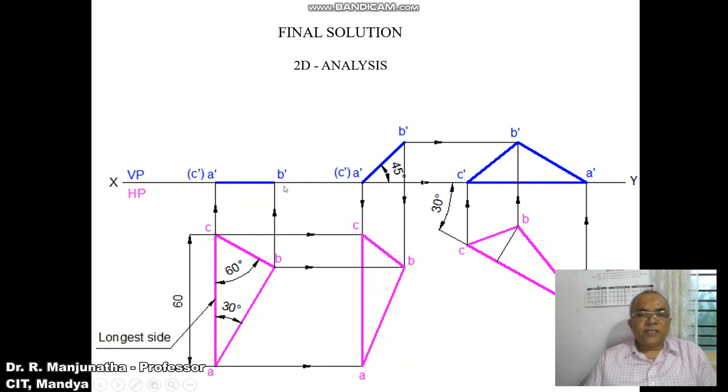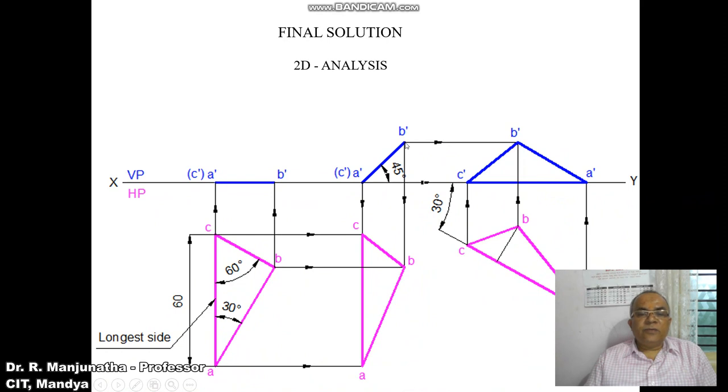So from A dash and C dash, draw a vertical projector to the top view, and then draw a horizontal projector from A and also from C. Both will intersect on this projected line at this point which is A, and at this point which is C.